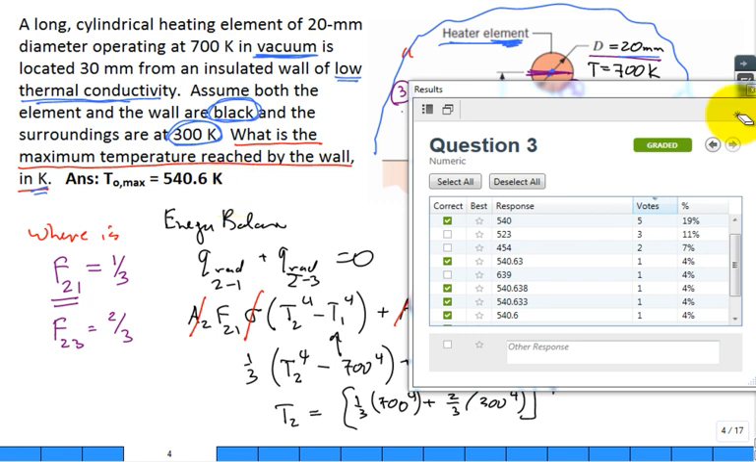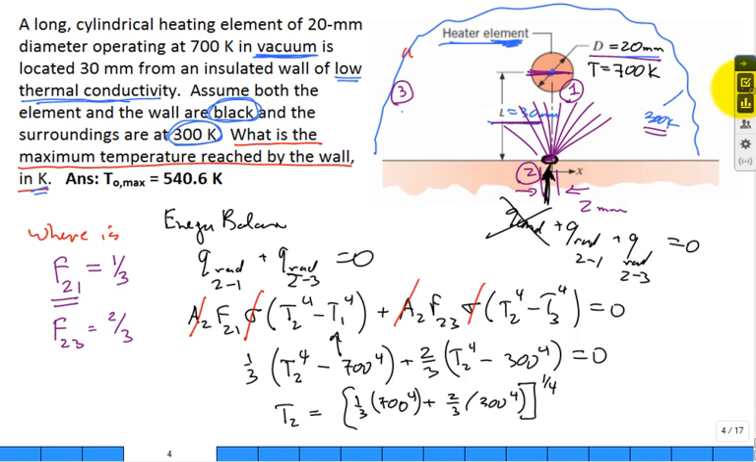Any questions about that? How come 3 people got 523? Okay, make sure you can do that on the test, right? Use that 1/4 power and T to the 4th. Okay, that's how you calculate that. Let's press forward.